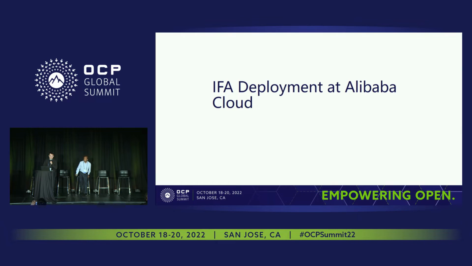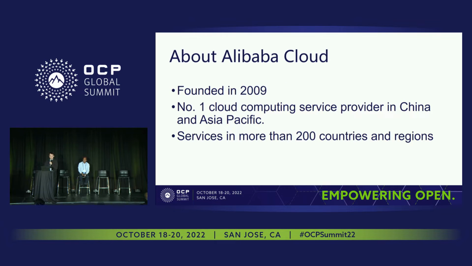Hi, I'm Ding, and I'm working on a monitoring team at Alibaba Cloud. Now I'm going to talk about the IFA deployment at Alibaba. A little bit about Alibaba Cloud: we were founded in 2009, and we are the number one cloud computing company in China and Asia Pacific. And we serve more than 200 countries and regions.